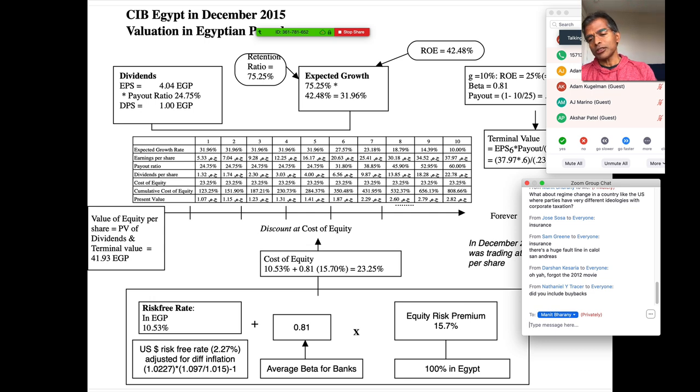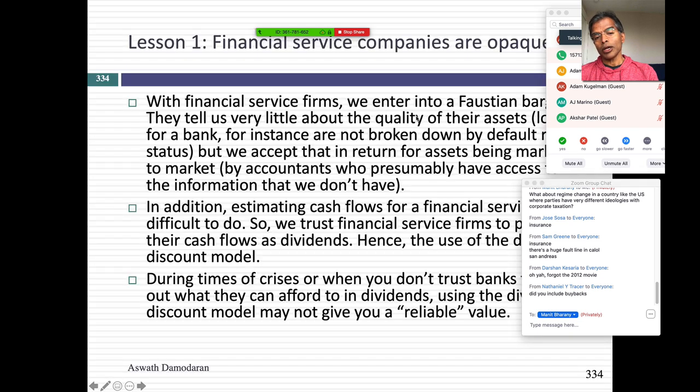You're saying, where does the trust in managers come in? Well, when I discount dividends, what I'm assuming managers are doing is paying out what they can afford to in dividends. When I use the average beta for banks to come up with the cost of equity, what am I assuming? That you can't have really risky banks because the regulatory authorities are going to keep it from happening. That's where the trust comes in. And if you have trust, then the dividend discount model works.